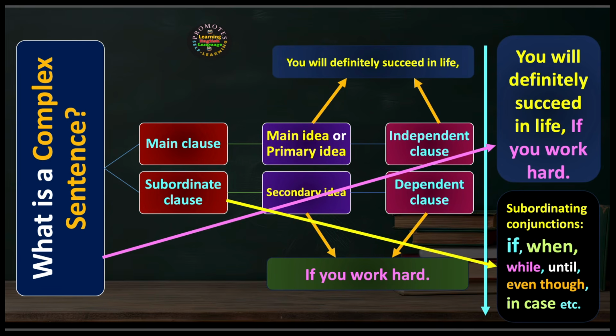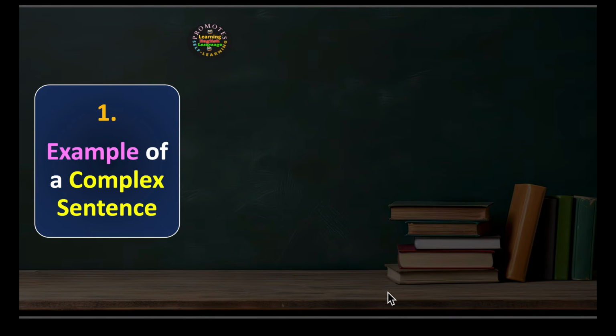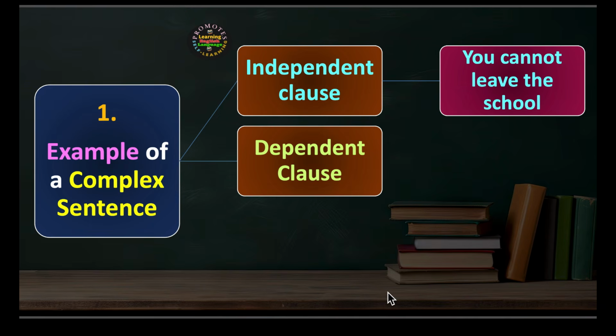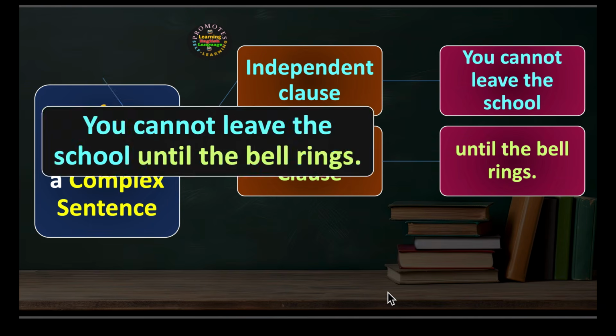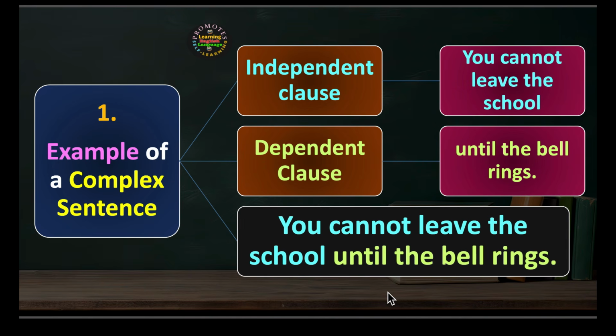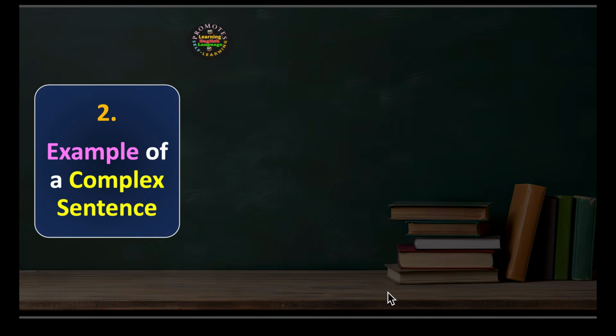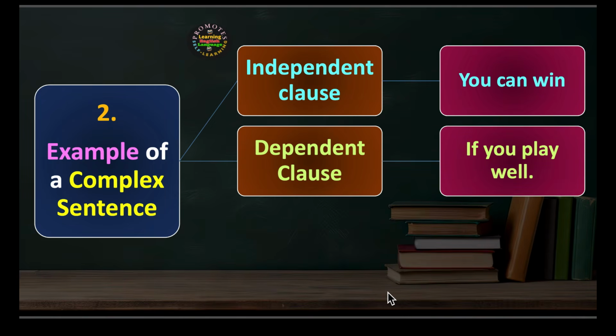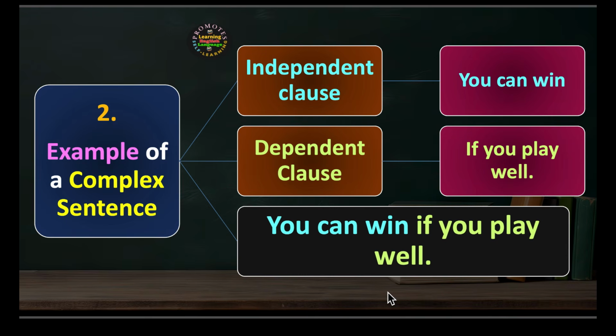We continue our discussion, and I hope if I give you some examples, we'll understand this concept much better. One example of a complex sentence. We have an independent clause: You cannot leave the school. And take another example, a dependent clause: Until the bell rings. And if you put them together, it becomes: You cannot leave the school until the bell rings. So what we find is that the word "until", which is a subordinating conjunction, helps form a complex sentence. Take another example of a complex sentence. Independent clause: You can win, and dependent clause: if you play well. If you put them together: You can win if you play well. So what we notice is that a complex sentence is always formed with the help of subordinating conjunctions.